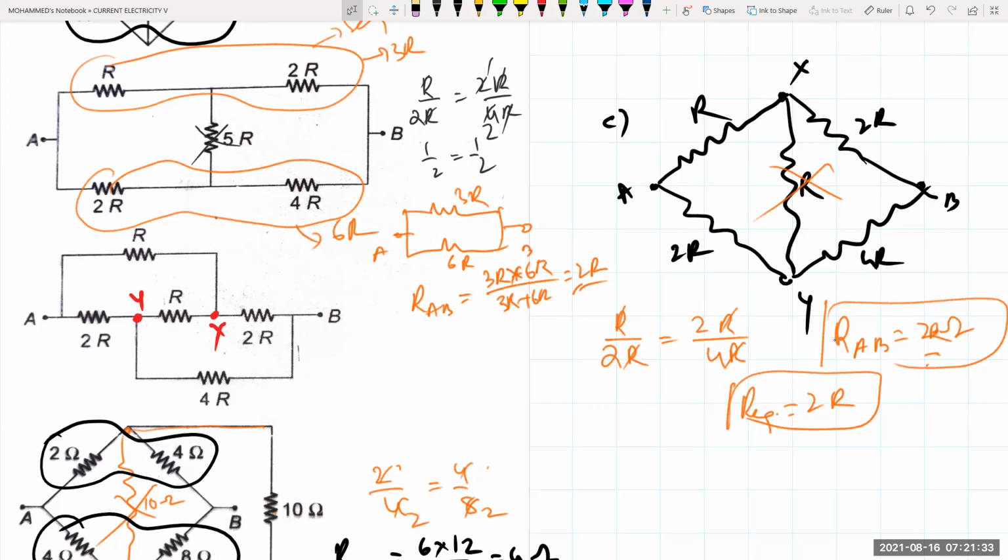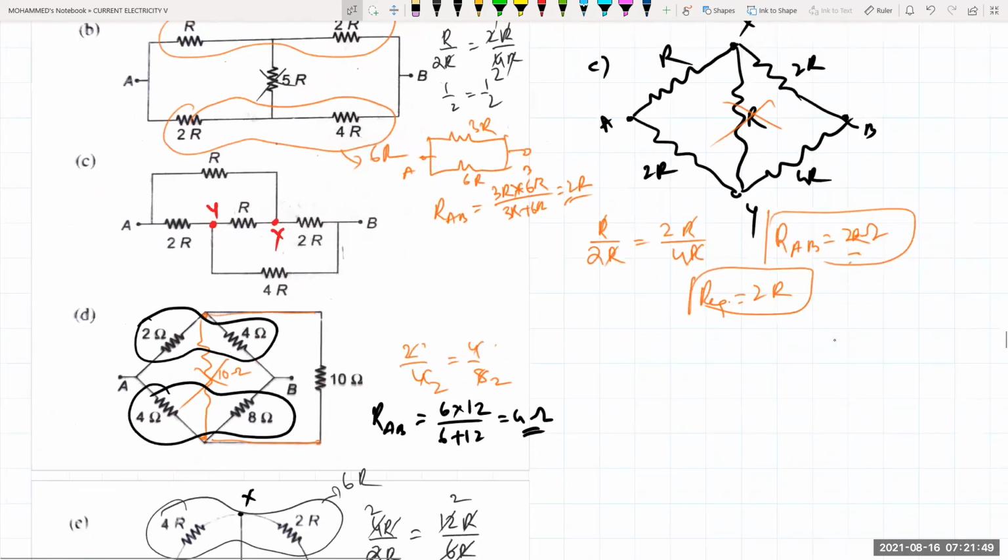Yes, sir. So the middle one will become ineffective. So the resistance across A and B: R and 2R will be in series, 2R and 4R will be in series, and the effective will become parallel. Clear? Sir, can you repeat again, sir?